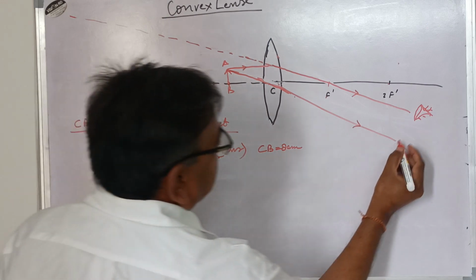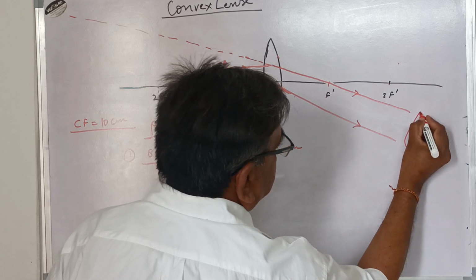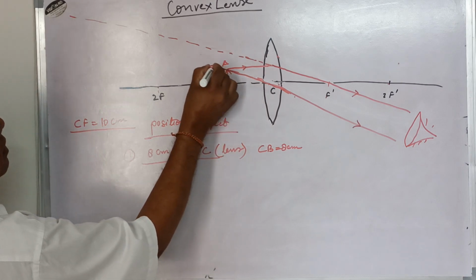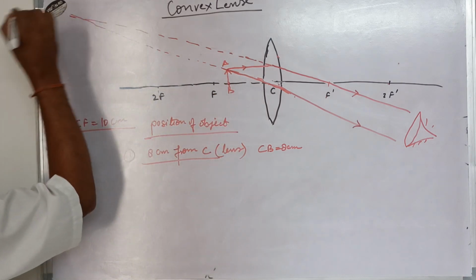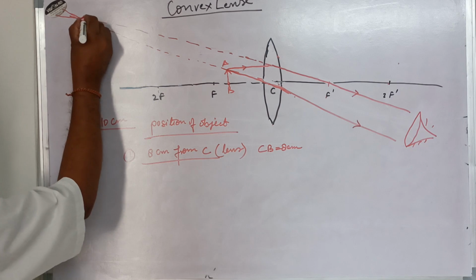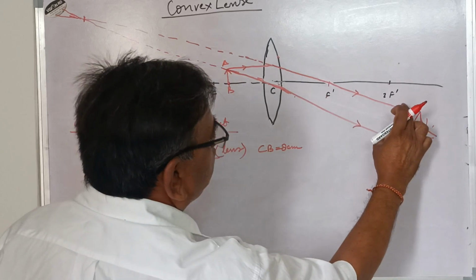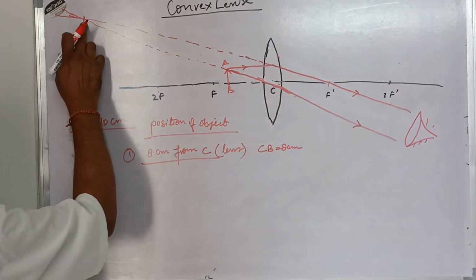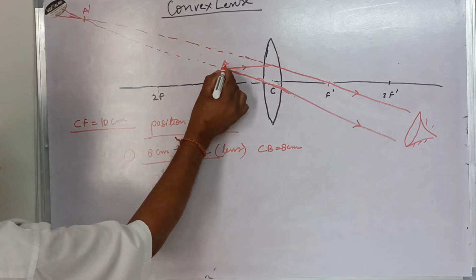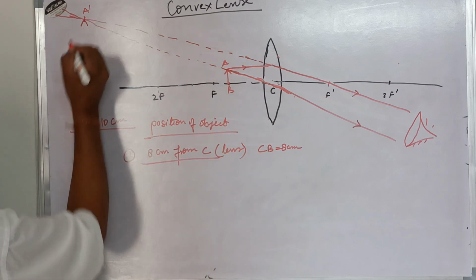Now in the same way, when you see this ray, or you see both rays simultaneously, what will you find? That the rays will cut at this point. When you see from here, both rays will appear to be coming from this point, A dash, the image of point A. The head of the object is formed here at A dash.